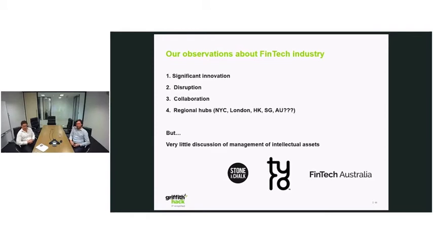Stone and Chalk and Tyro are examples of incubators, basically environments where companies who are interested in the same sector can sit and work together. And then Fintech Australia as well, which is effectively a lobbying group and a body that's really come together to try to focus on some of the interests for fintech companies within Australia in order to deliver this.